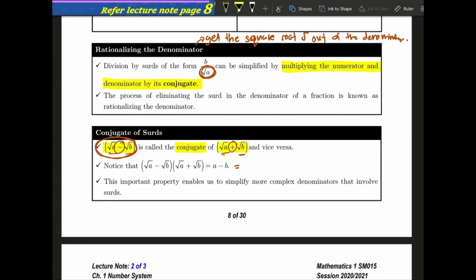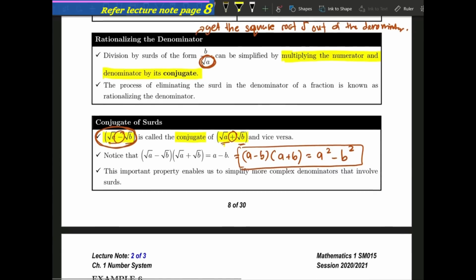I want to emphasize here. Normally we use this: A minus B multiplied by A plus B, you will get A square minus B square. So this is a very important property for conjugates. Meaning when we put square here, we use this property so that the square root will be eliminated by the square. So after this, we can understand further what I mean.